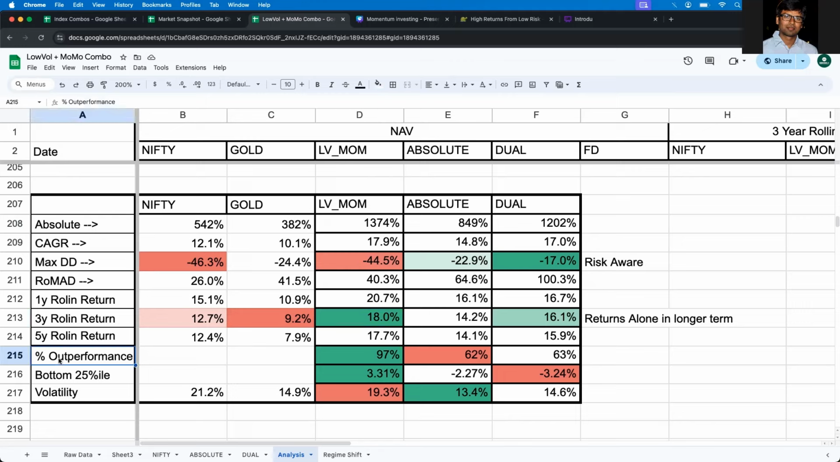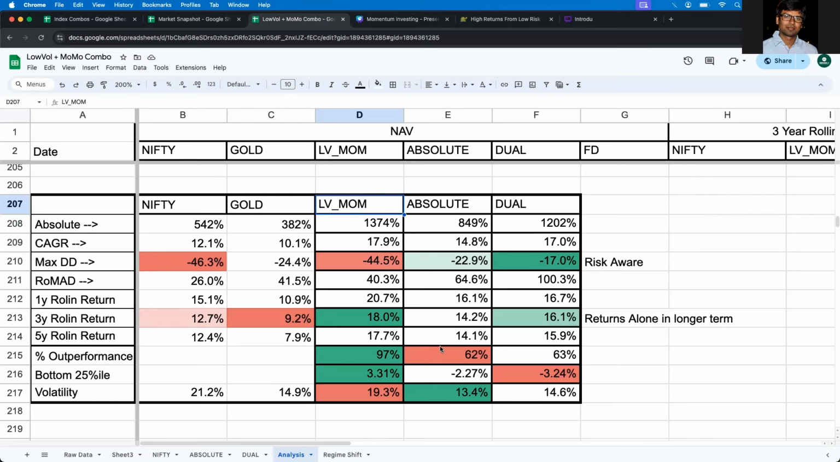Now, the third metric that we want to see is the percentage outperformance. You might have seen this analysis that we have done in the previous videos of other factor indices, where we want to see the excess returns and see what percentage of the duration we are getting excess returns over and above Nifty 50. Now, if you take that angle, again, LVMOM scores really well. You get excess returns over and above Nifty 50 97% of the times if you are invested in LVMOM.